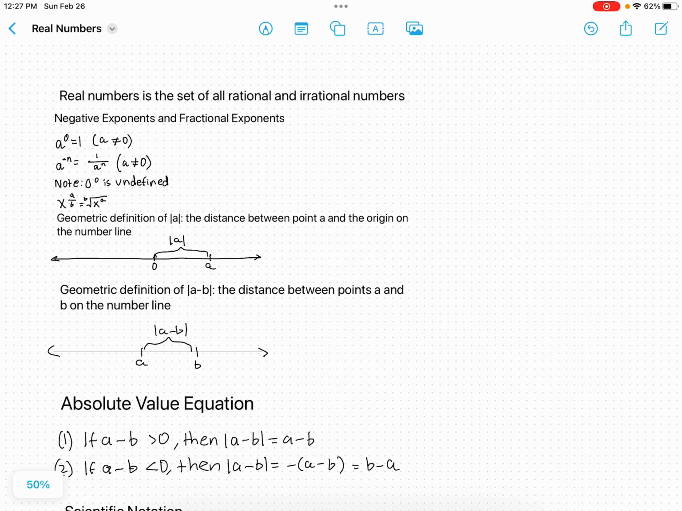X to the power of a over b equals the square root of x to the power of a, where the radical index is going to be b.